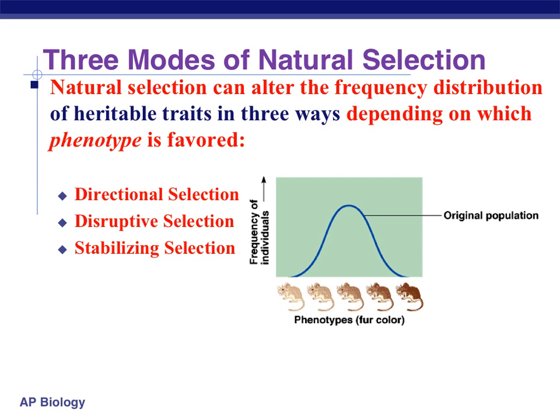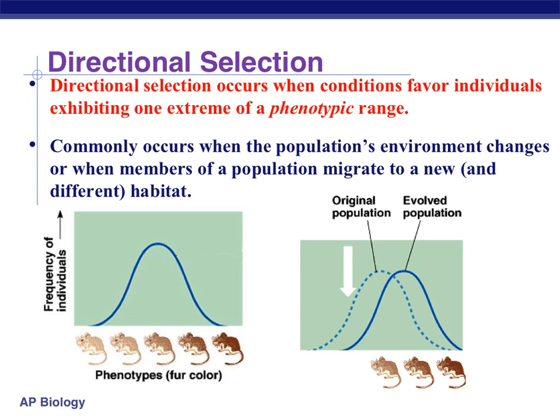So starting with directional selection. Directional selection occurs when conditions favor individuals that exhibit one extreme of a phenotypic range. So if we look at our little mice friends down at the bottom, we have a really light colored mouse, and it changes all the way up to a really dark colored mouse. Directional selection is going to favor just one of these, either the really dark or the really light.